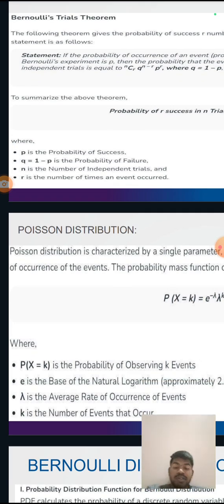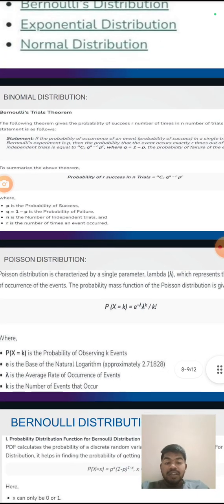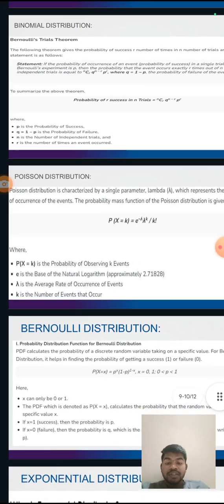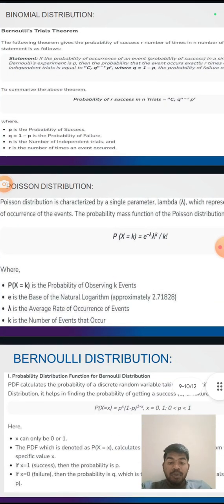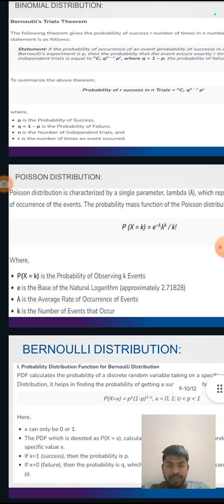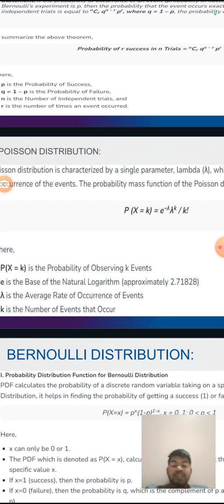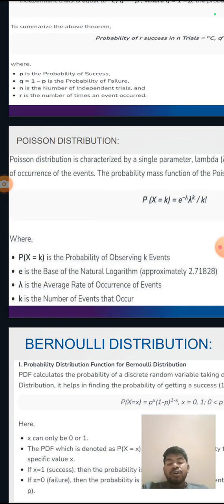Poisson distribution. The Poisson distribution is characterized by a single parameter lambda, which represents the average rate of occurrence of the events. The probability mass function of the Poisson distribution is given by P of X equal to k equals e power minus lambda into lambda power k divided by k factorial, where P of X equal to k is the probability of observing k events, e is the base of the natural logarithm, approximately 2.71828, lambda is the average rate of occurrence of events, and k is the number of events that occur.